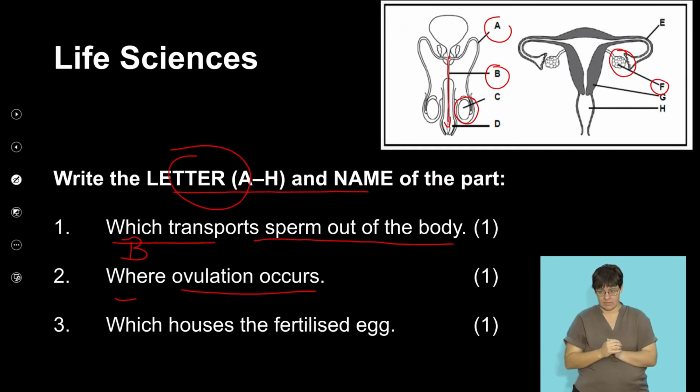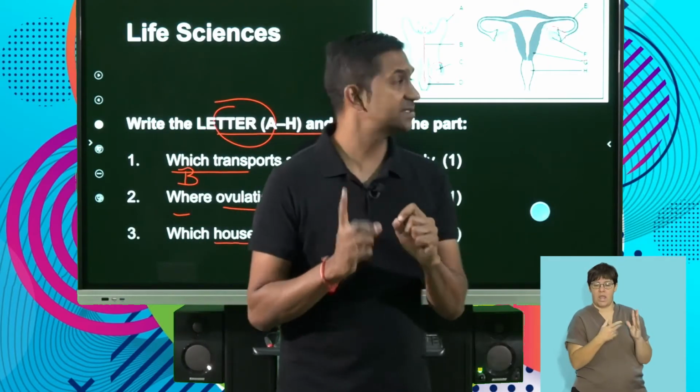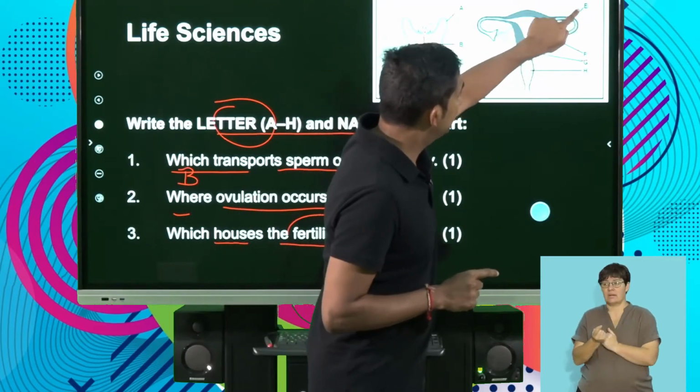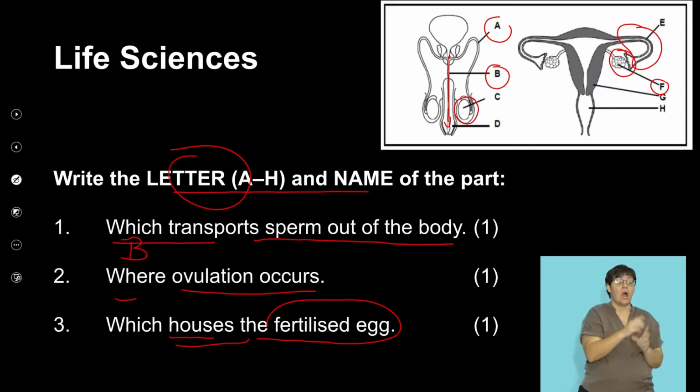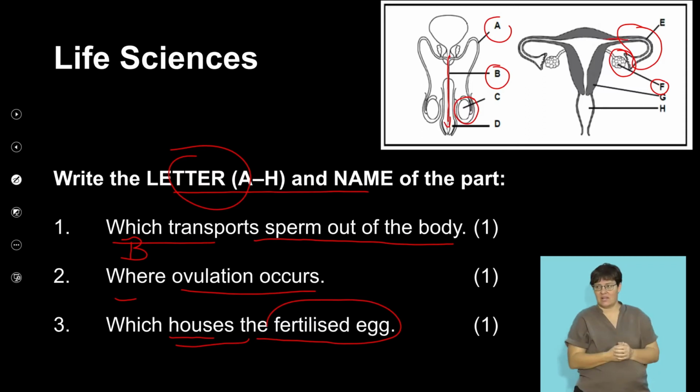And finally, which structure houses the fertilized egg? So guys, remember that fertilization happens in the fallopian tube. So this is where fertilization occurs. So the fertilization process occurs in structure E. But the question is, which structure houses the fertilized egg? Remember that after fertilization, the egg, which has now formed the zygote, is housed in the uterus. So that would be structure G.